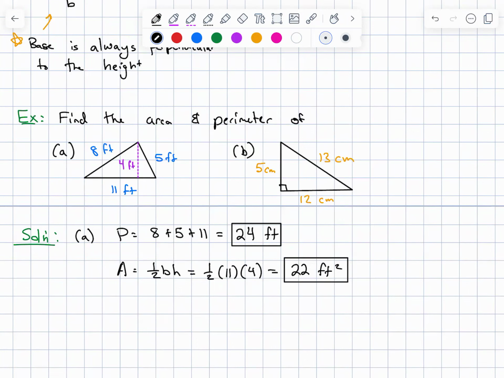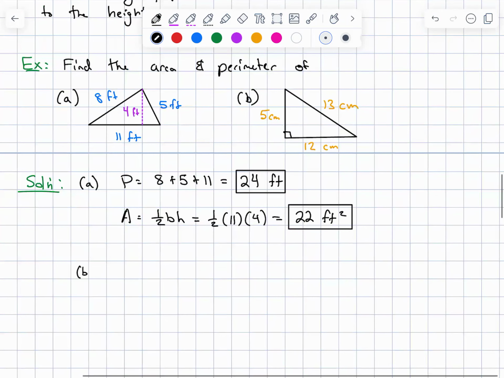Not too terrible. B, though, I deliberately chose B to be a right triangle for one specific reason. So perimeter, no sweat, right? Add up all the side lengths, we're good, we're golden. So perimeter is going to equal, doesn't matter which one you put first, I'm just going to start with the vertical side length. So 5 plus 13 plus 12. That's 25 plus 5, that's 30. Yes, 30 centimeters.